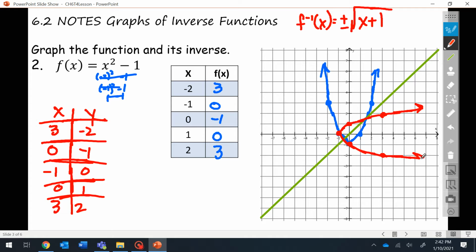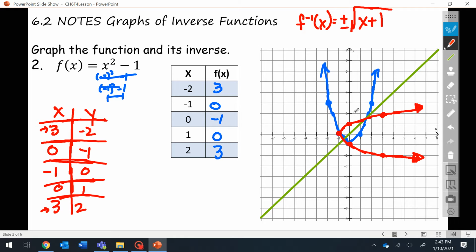And just so you know, this is not technically a function, because it doesn't pass the vertical line test. This is actually a combination of two functions, positive square root of x plus 1 and negative square root of x plus 1. The first function is right here, which is positive square root of x plus 1, and the second function is right here, which is negative square root of x plus 1. A function is not allowed to repeat x values, and you see right here, 3, negative 2, and 3, positive 2, that's a repeating x value. So this inverse is technically a combination of two functions.